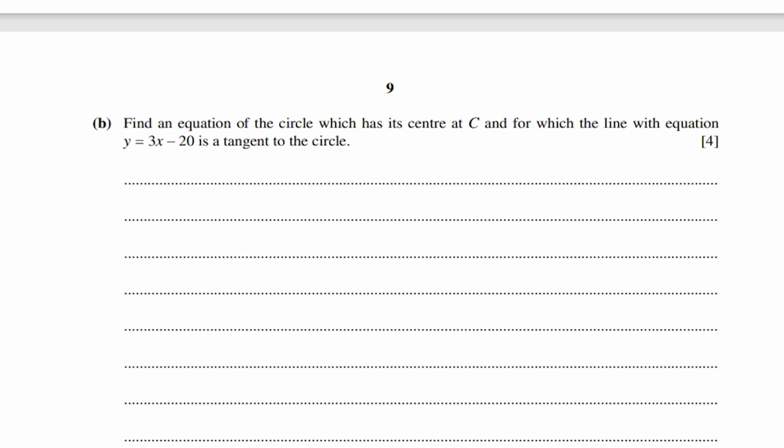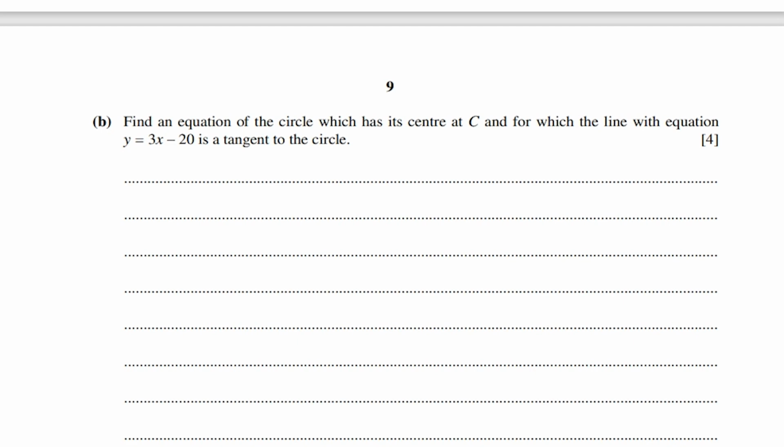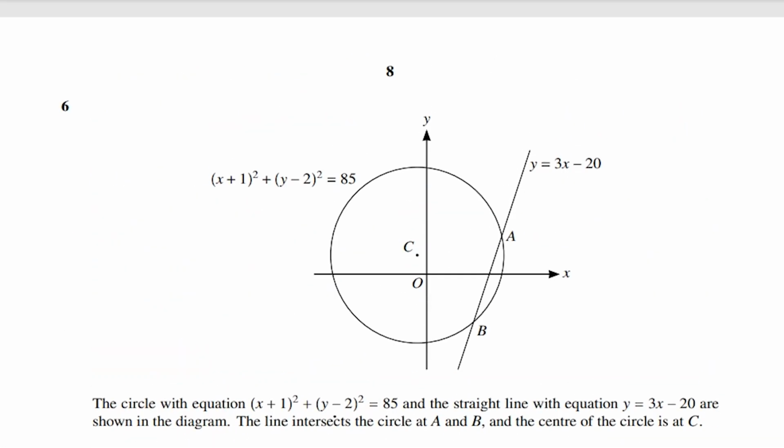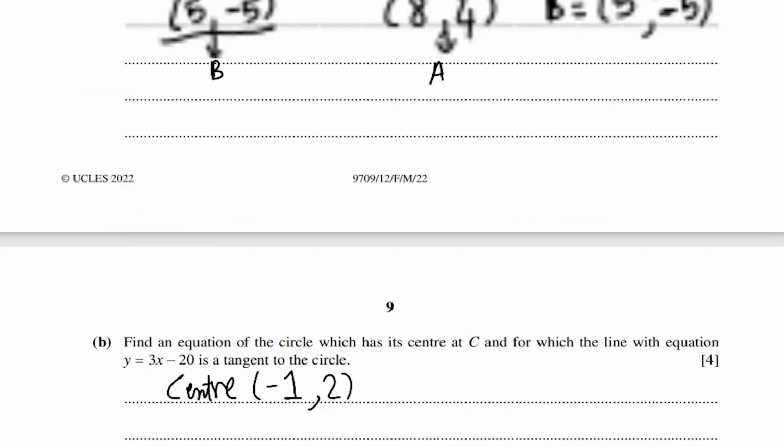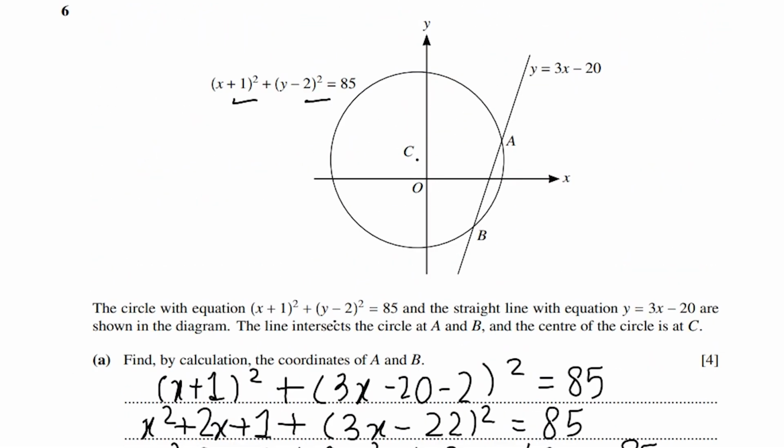Okay. In the next part, find an equation of the circle which has its center at C and for which the line with equation y is equal to 3x minus 20 is a tangent to the circle. So the coordinates for the center of the circle are minus 1 and 2. So we'll write that the coordinates for the center are minus 1, 2, and we have to find the equation of the circle which has its center at C for which the line with equation y is equal to 3x minus 20 is a tangent to the circle. Okay, so we have to find the equation of a circle which is like this, and y is equal to 3x minus 20 must be a tangent.